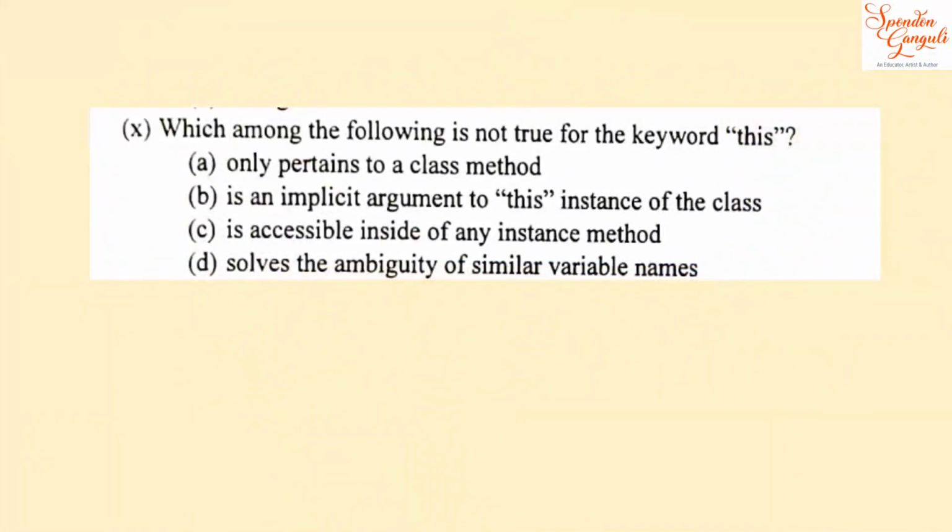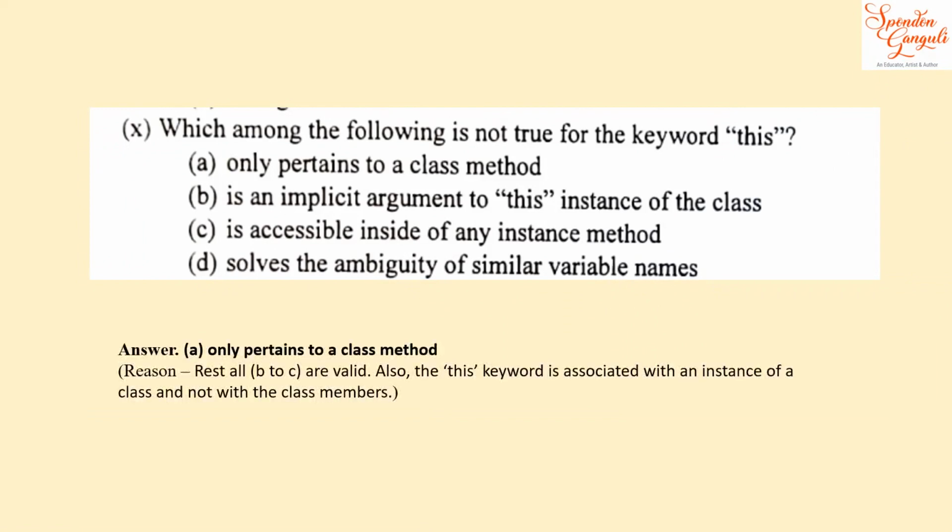Next one. Which among the following is not true for keyword this? Only pertaining to a class method, is an implicit argument to this instance of the class, is accessible inside of any instance method, solves the ambiguity of similar variable name. So the correct answer is only pertaining to a class method, because the rest are all correct with the keyword this.